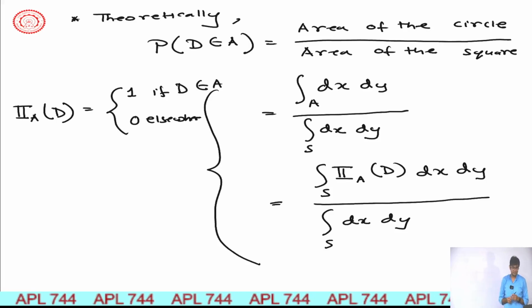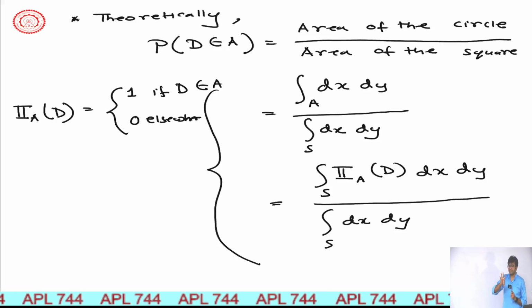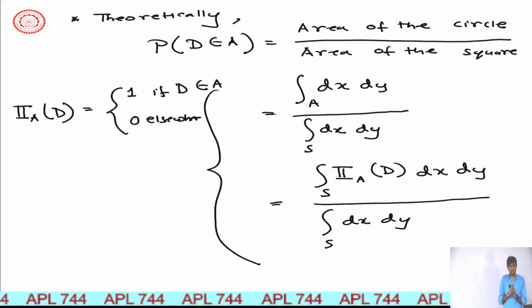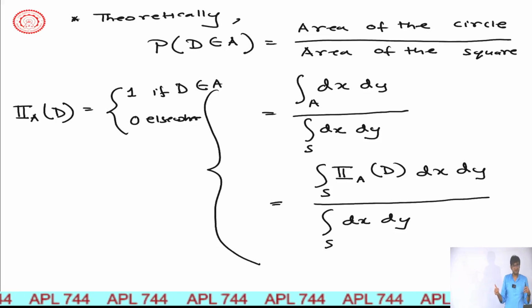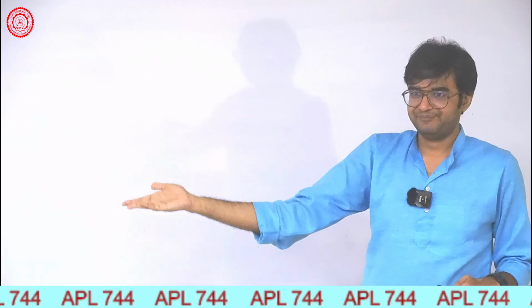So now tell me whether the last integral is making sense or not. What have I done? Think about it. What I have said is that I will not integrate over the circle, I will integrate over the square, but whatever area comes outside the circle, I will make it 0. And whatever area comes inside the circle, I will keep as it is. That's what it is saying.